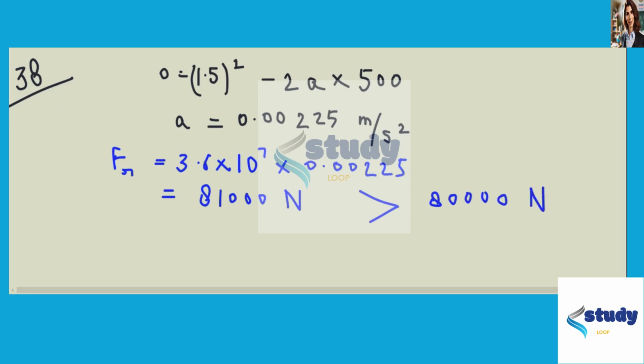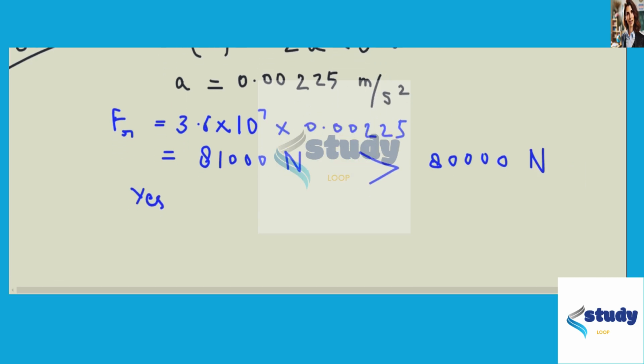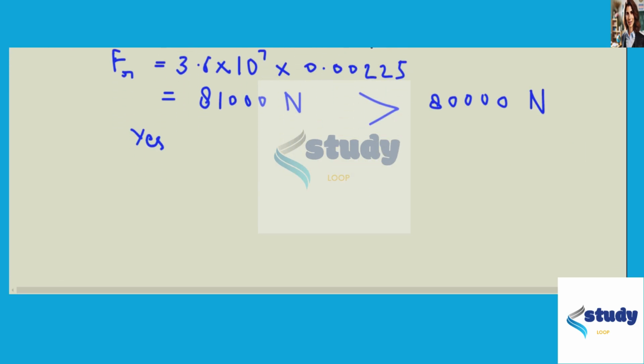So a greater force is required to stop the ship in 500 meters, and the engines can only supply 80,000 newtons, but the required force is 81,000 newtons. So we can say that the ship will hit the reef. Yes, the ship will hit the reef and it will not stop in 500 meters.